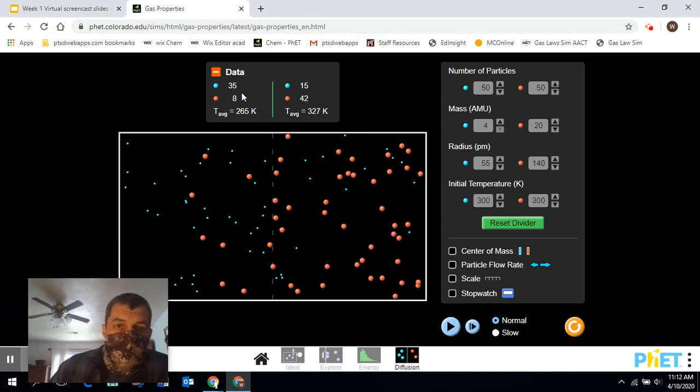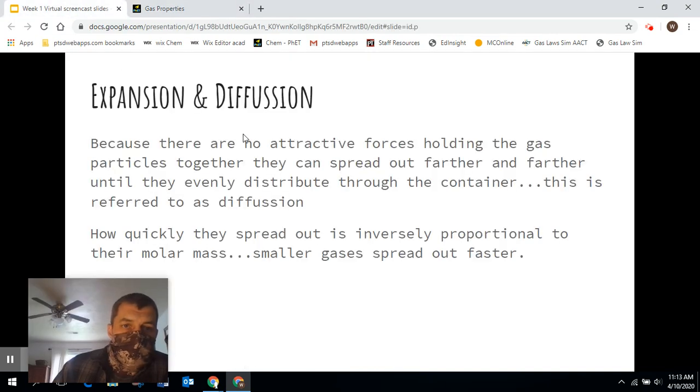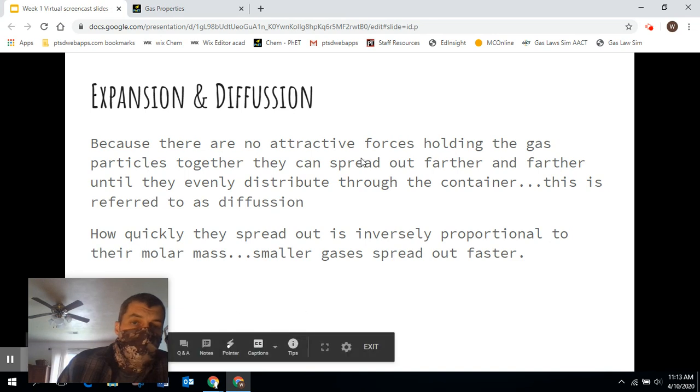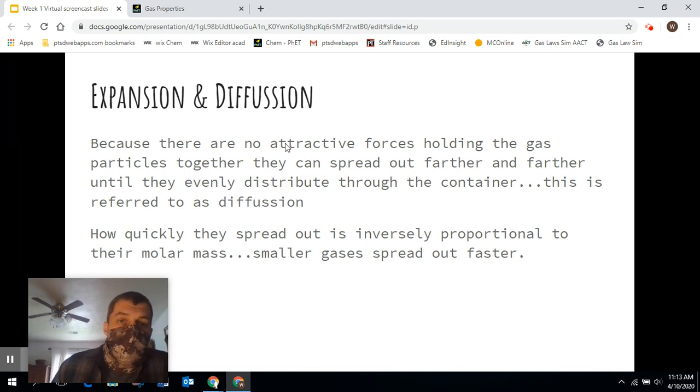So already 8 particles of neon have moved onto this side, but 15 particles of the helium have moved onto this side. That's twice as fast. The diffusion, spreading out, filling the container happened twice as fast. So in this quick little video, we talked about expansion and diffusion because there's no attractive forces. They can spread out. There's nothing holding the sample together. They will spread out to fill an entire container, but they will also escape through a small opening. That's called effusion.